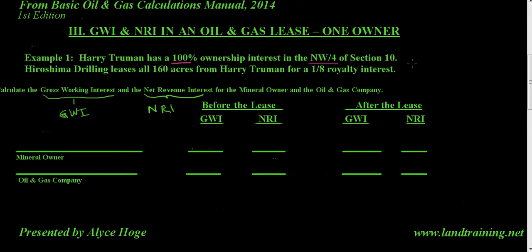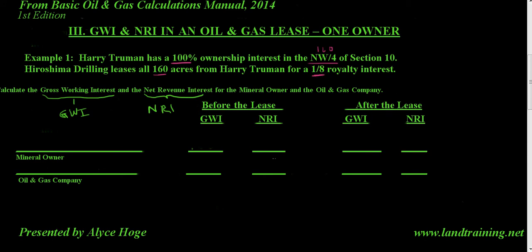So if Harry Truman has a 100% working interest ownership in the northwest quarter of section 10, I said that wrong. Harry Truman has a 100% ownership, not a working interest ownership, but he has 100% ownership interest in the northwest quarter of section 10. Hiroshima Drilling leases all 160 acres of the northwest quarter from Harry Truman for a 1/8 royalty payment.